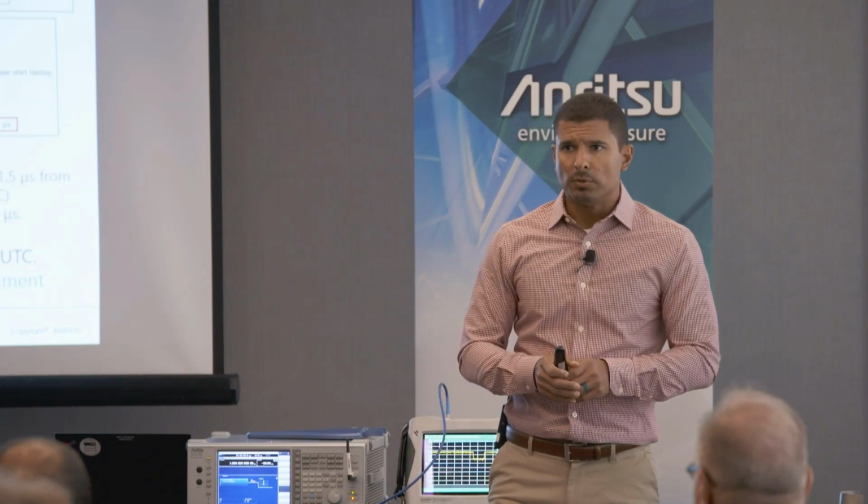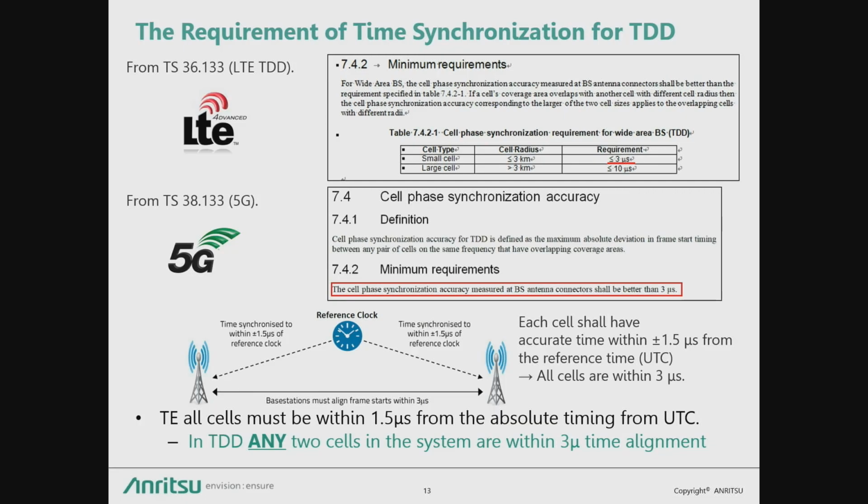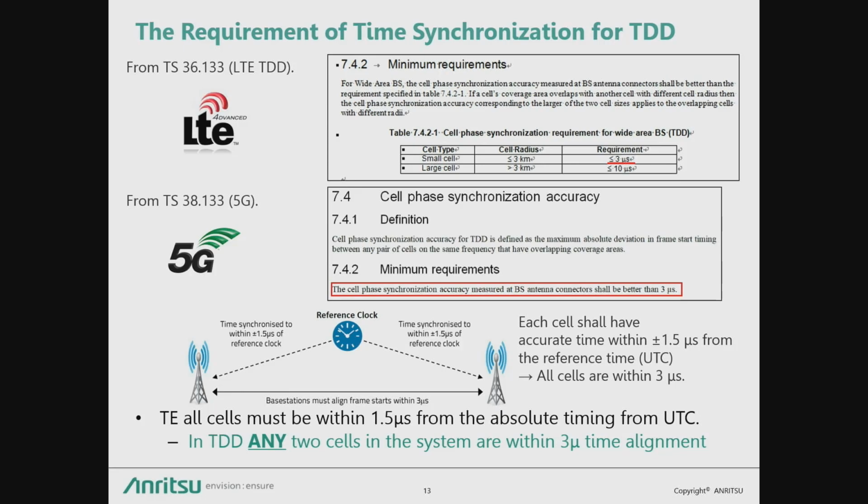So I'm not going to ask you to read through this whole slide, but here are the requirements based out of the standard. So what I did was I've taken the actual synchronization requirements straight out of the 3GPP standard and I posted it on here. I showed 2 different standards. One is for LTE Advanced, which is LTE TDD. The other one is for 5G, which is already TDD. And you'll see highlighted in red is my cell phase synchronization requirement of less than or equal to 3 microseconds. And you see down here, that's for LTE Advanced, and then you see the same thing for 5G. Phase synchronization accuracy at the base station antenna connector shall be better than 3 microseconds.